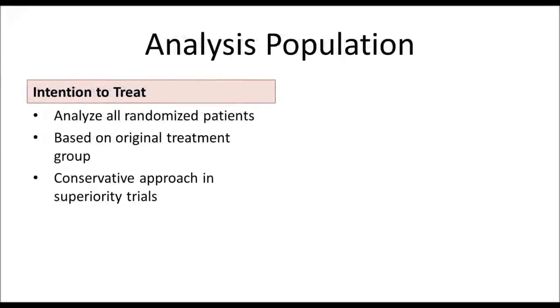The last trial component to consider when reviewing non-inferiority trials is analysis population. Intention to treat analyzes all randomized patients, whether they received treatment or not. This is considered a conservative approach in superiority trials. In non-inferiority trials, it may sway the results either way, depending on compliance in each group. If there is poor compliance in the control group, the results may favor non-inferiority, while the opposite is true for poor compliance in the treatment group.